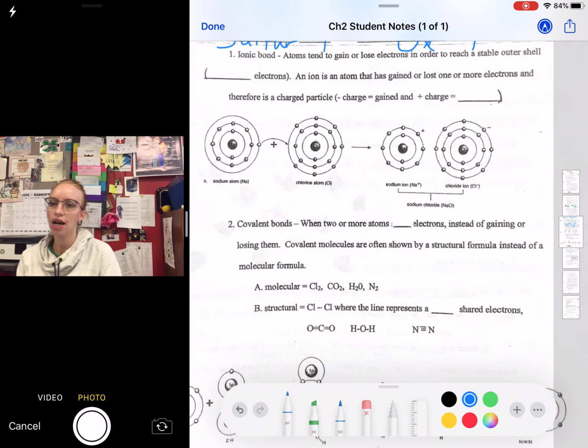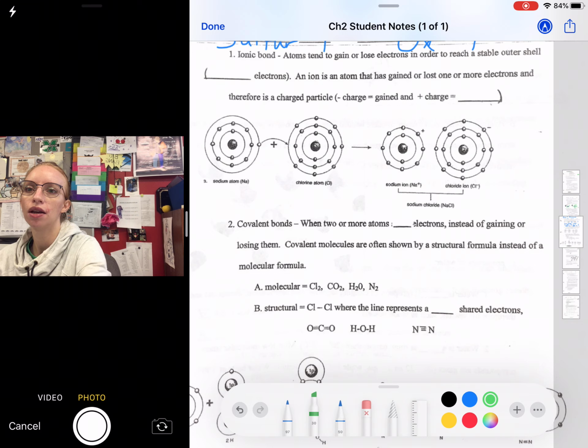So if you look at this diagram, you have sodium here, and it has one lone atom in its outer shell. And it doesn't like that. It doesn't like to not have a full outer shell. So what it's going to do is it's going to transfer that atom over to chlorine.